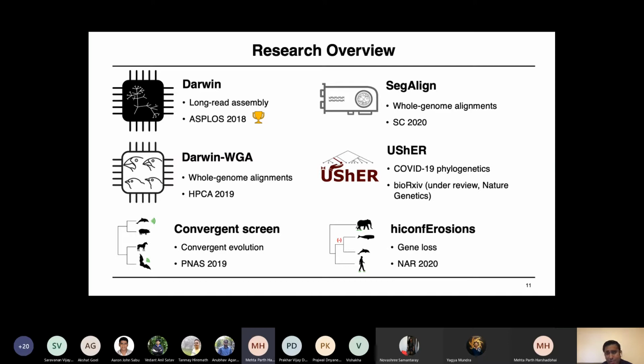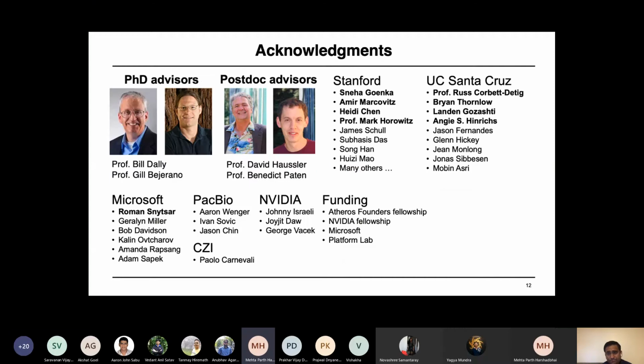So to that end, I will be covering 6 of my previous research projects in this talk. The first 3 are based on hardware accelerators: Darwin, Seg-Align, and Darwin WGA. The last 3 are applications of those types of alignments, for example, to make biological discoveries. That includes Usher, which we are using for COVID-19 phylogenetics. We've done a convergent screen, which was published in PNAS last year, as well as finding gene losses in mammals, which we published in Nucleic Acids Research earlier this year.